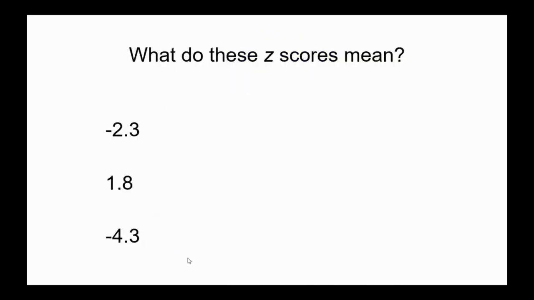Okay, so let's interpret these z-scores. If a z-score was negative 2.3, how can we put that in words? What does that negative 2.3 mean? Below the mean. How far below the mean? 2.3 what? Standard deviations. 2.3 standard deviations below the mean. That's right. That's what negative 2.3 means as a z-score.